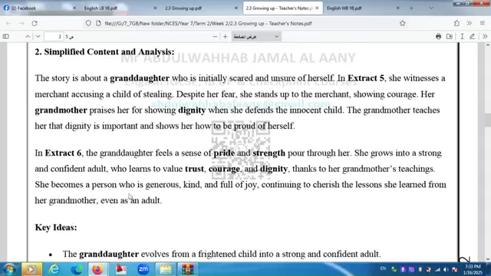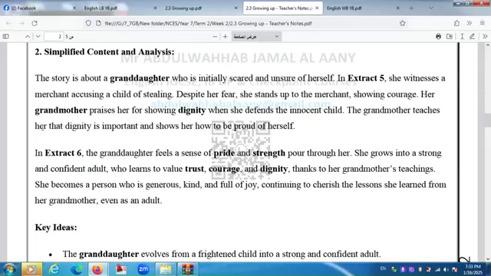What is the text talking about? The story is about a granddaughter, as we said, who is initially scared and unsure of herself. Extract 5 is specifically, okay, talking about how the granddaughter witnesses a merchant accusing a child of stealing. I'm trying to explain the text, or what's the story. Despite her fear, she stands up to the merchant. She stands tall, okay, bravely, showing courage. Her grandmother praises her very much because she showed dignity. It's an important word today. When she defends the innocent child.